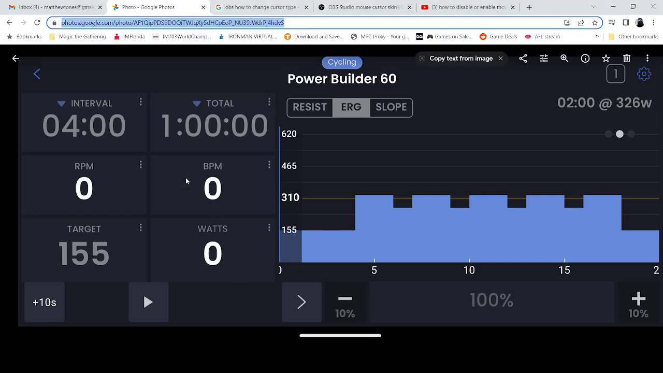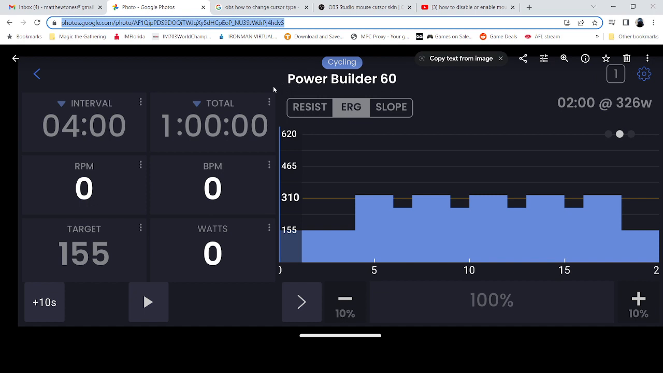I just wanted to make a brief video to explain how TrainerDay works from the screen that you're going to see. This is just a screenshot of an active session that I created. The first thing you see up at the top is this Power Builder 60. This is the name of the training session that you're going to do. This could be called something like Tuesday, Wednesday. They have all sorts of funny names, but the creator of the workout makes up this name.